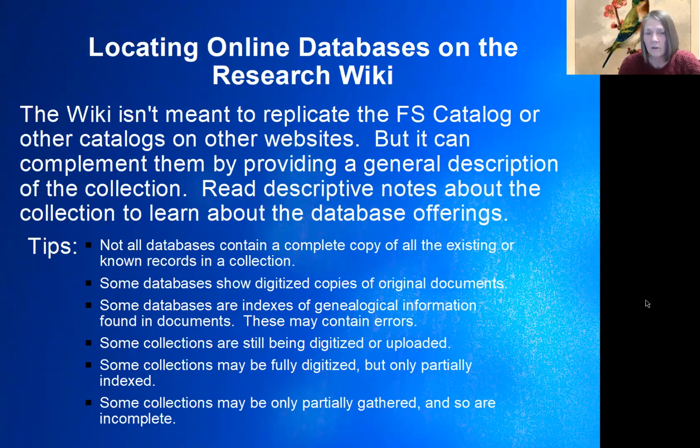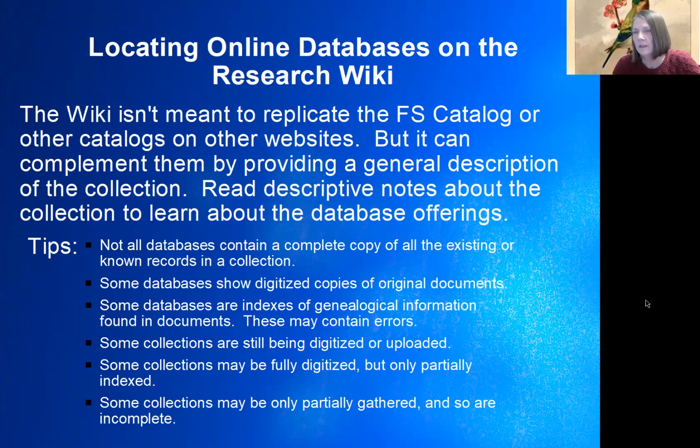Some databases are only indexes. They're indexes of genealogical information. For example, there's a world database that has lots of information that's usually not super accurate, but they just found these things in documents and stuck them in there under the names. And sometimes they can actually be kind of helpful, even if they're not completely accurate. So be careful. They often do contain errors, but they can be helpful because they can sort of help you guess better.